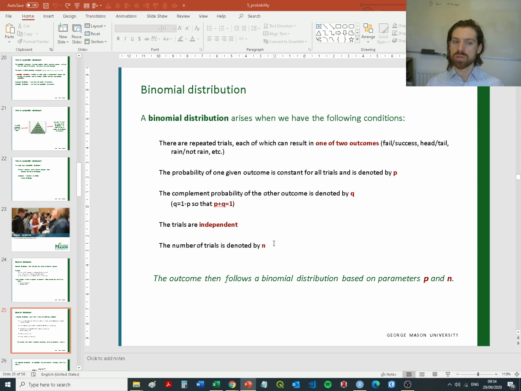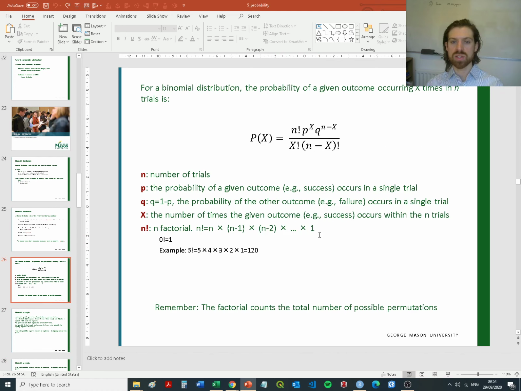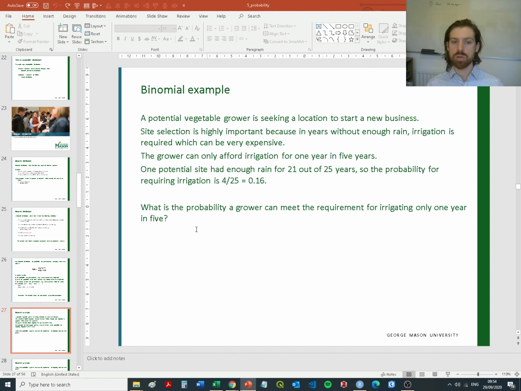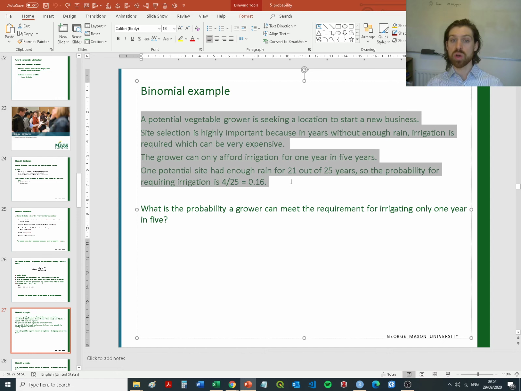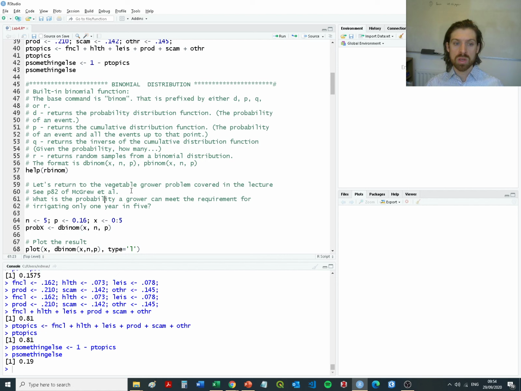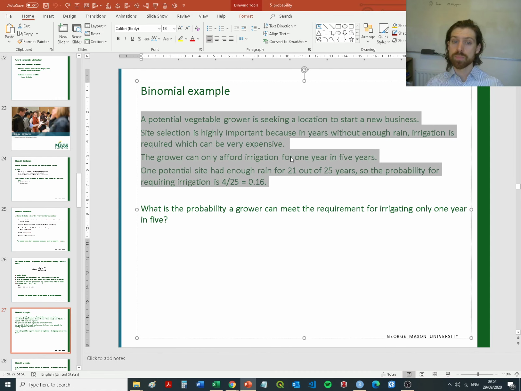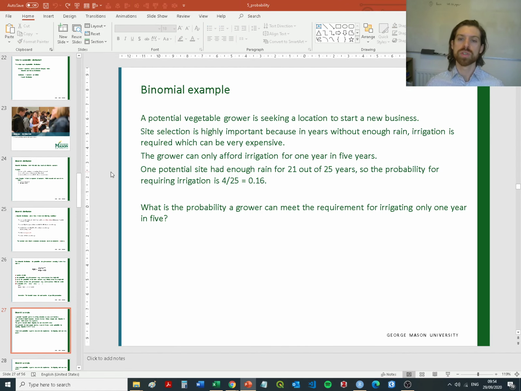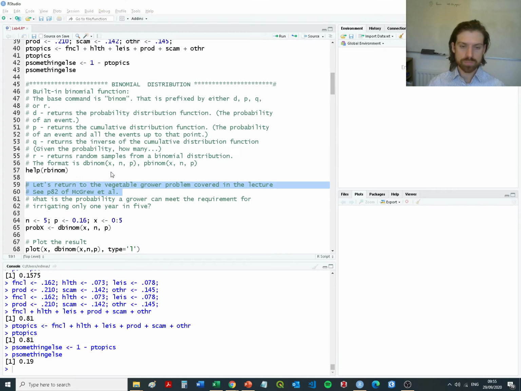I'm not going to go over all of these, but I do encourage you to go back to the lecture slides if you can't remember all of this off the top of your head. What I'd quite like to go through here is the example that we covered, which is also in the book on page 82 of McGrew et al. And this is the vegetable growing problem. So you've got a site that you're interested in purchasing or renting in order to grow vegetables on it, but then you have a question over how often you might need to irrigate the field.